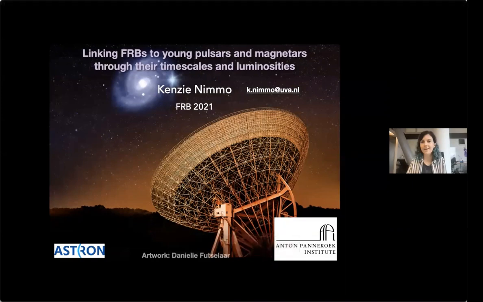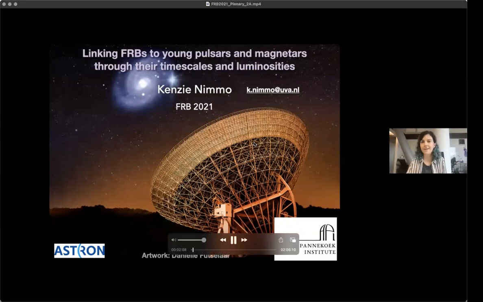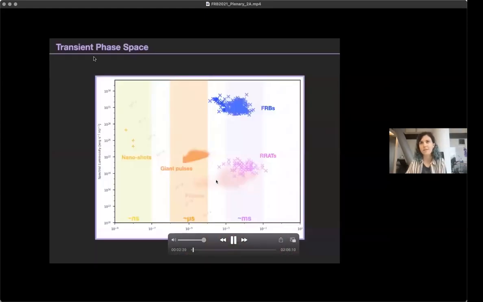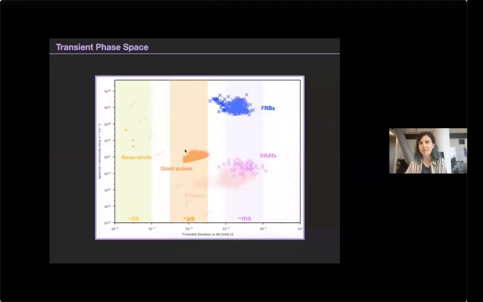So I'll begin by showing the transient phase space diagram for short duration transients. Here we have duration on the x-axis, luminosity on the y-axis. You can see the pulsars and RRATs in pink. Some pulsars emit giant pulses shown in orange. The Crab has giant pulses, some of which resolve down to isolated nanosecond duration shots of emission, often called nanoshots. And then you have the extremely luminous fast radio bursts up at the top here.